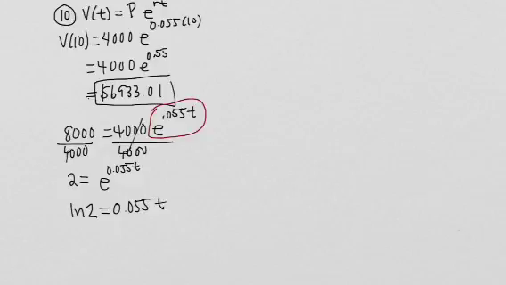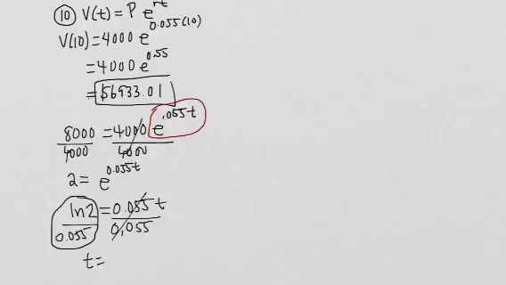So in order to solve for t, I divide both sides by 0.055. Whatever this gives me on the calculator, that's my answer. So it turns out to be, let's see, I did it earlier, 12.6. And the unit is years.